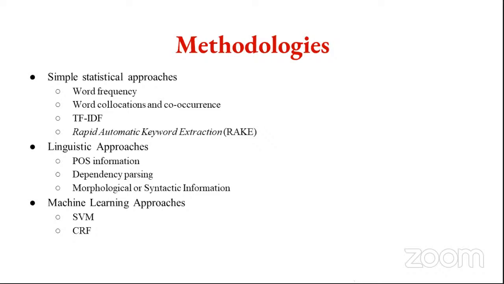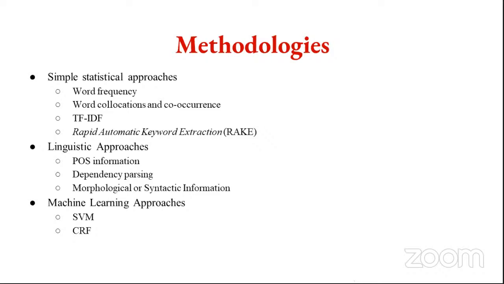So depending on the word frequency, word collocations and the co-occurrence, we can easily understand whether a particular word is important or not. So that is the statistical approach. So based on the term frequency, inverse document frequency, based on the frequency of the words, we can easily understand whether a particular word is important or not. Then there is the Rapid Automatic Keyword Extraction, RAKE, which is a very important methodology available for keyword extraction.